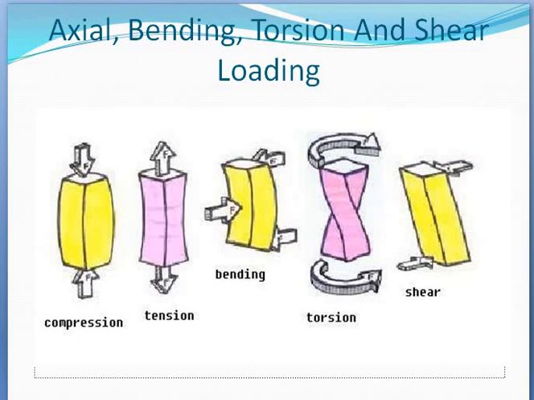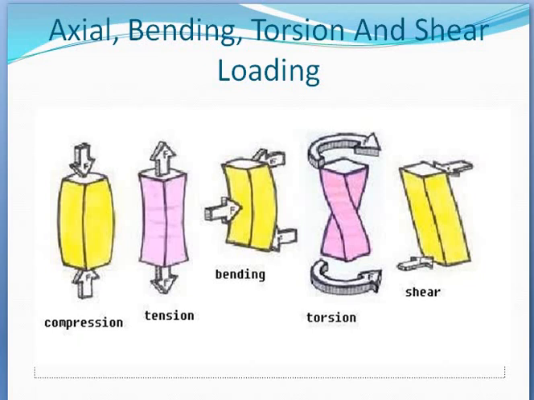And here in this tensile load, the two equal and opposite forces acting away from each other are also acting along the axis of the component. So this is also an axial loading. Next, here we have the bending. In this bending, you can see that the external loads are acting at right angles to its longitudinal axis. This is the longitudinal axis and the loads are acting at right angles to it. So this type of loading is known as a bending load.